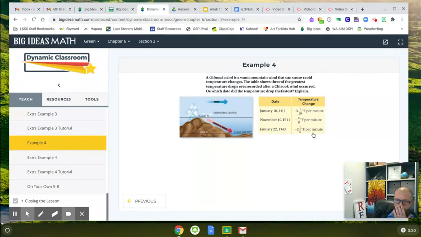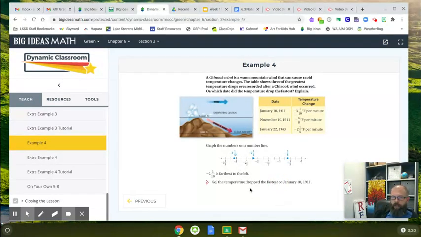So, fastest. Let's see. We're going to graph them all on a number line. So you got all these 3 numbers on the number line. And -3 1/10 is farthest to the left. So the temperature dropped the fastest on this day. This is the lowest, and so it dropped the fastest.